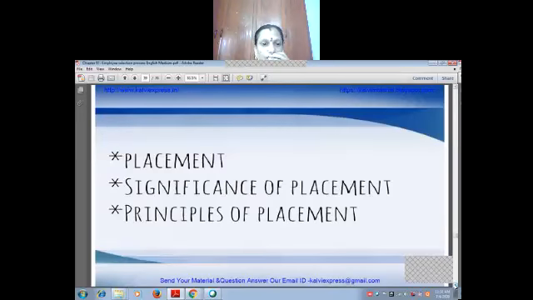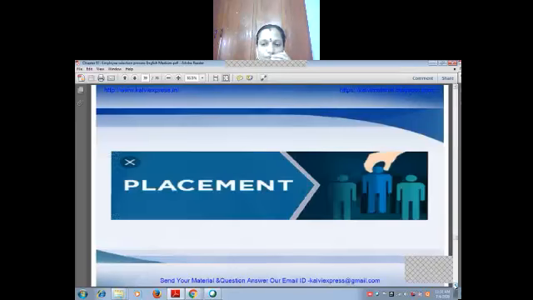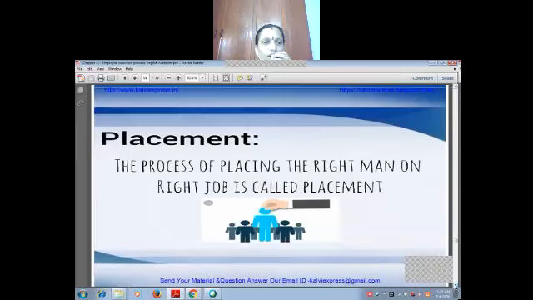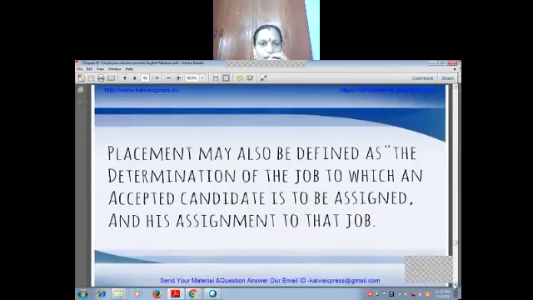Next, we are going to see placement: significance of placement and principles of placement. The process of placing the right man on the right job is called placement. So fixing the particular candidate in the correct place, that is called placement. The process of placing the right man on the right job is called placement.